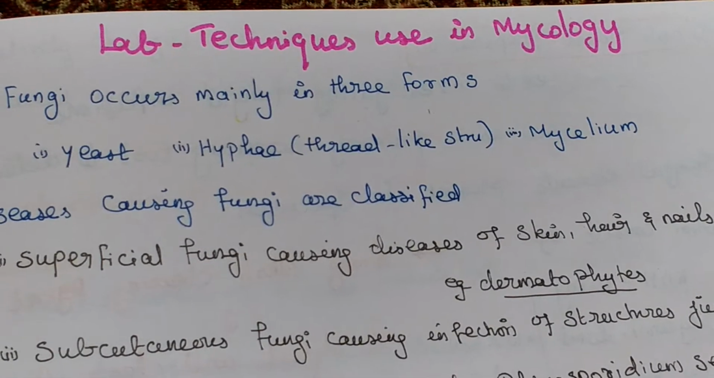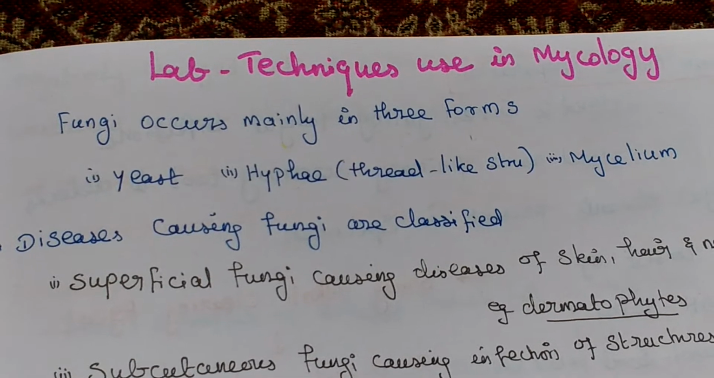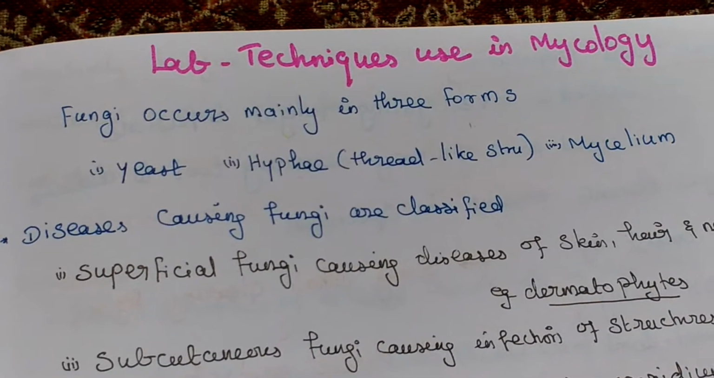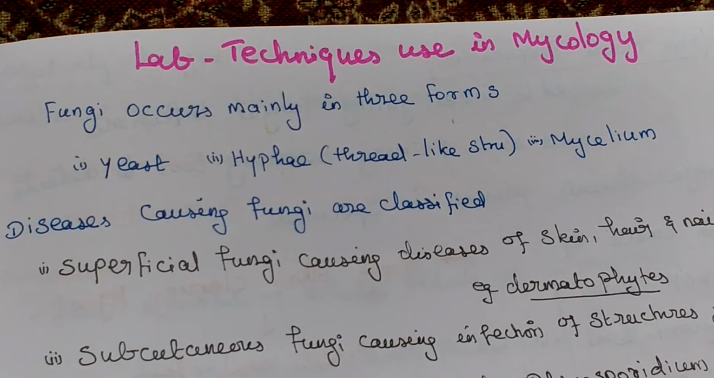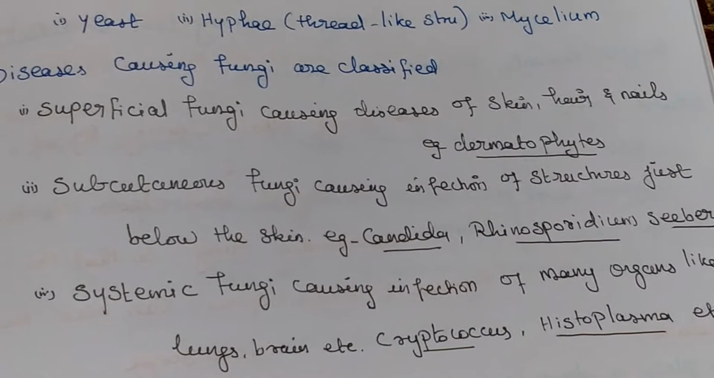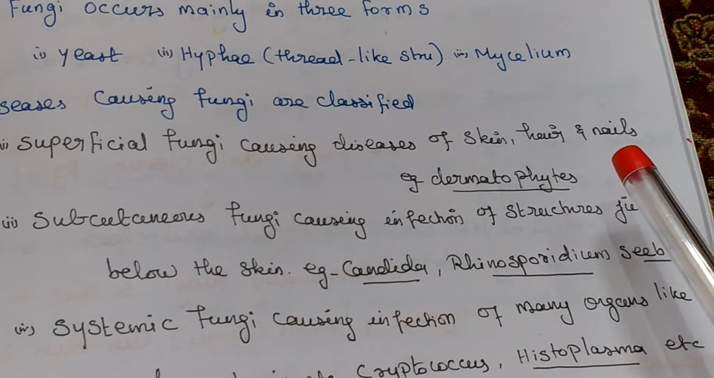Lab techniques used in mycology. Fungi occur mainly in three forms: yeast, hyphae, and mycelium. They cause disease, and they are classified into three different groups. First one is superficial fungi, causing disease of skin, hair, and nails.